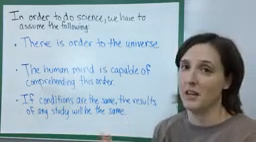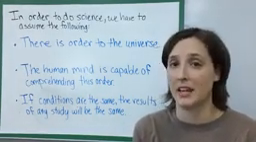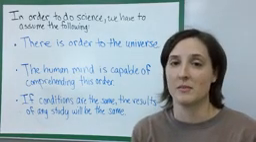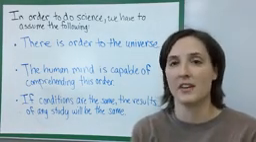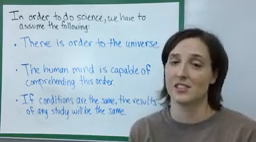The last thing we have to assume is that if conditions are the same, the results of any study will be the same. This is a way you could tell a good scientific experiment, is its repeatability. If you can take an experiment from a scientist and you can duplicate that experiment in your lab, you should probably get the same results that scientist got.